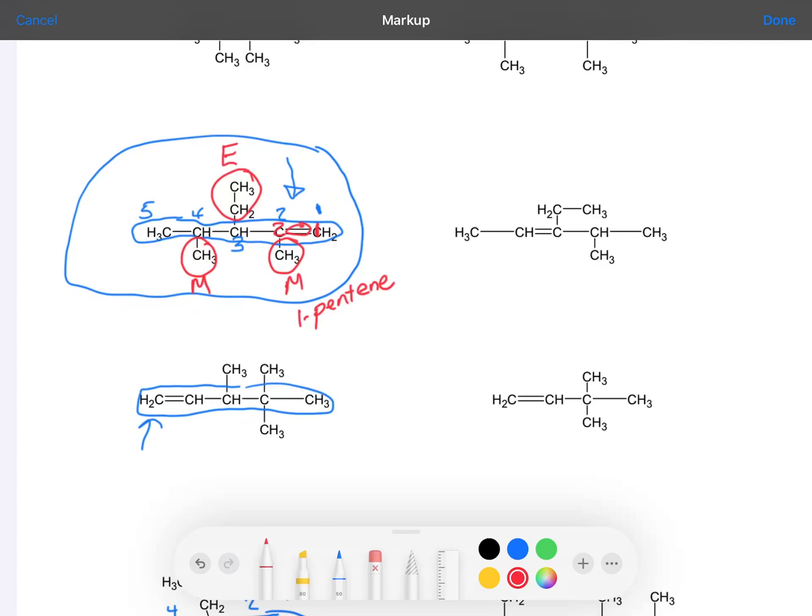But the branches before that have to come next. So on the number 3 carbon, I have a 3-ethyl group, and I say ethyl first because it starts with an E and it goes alphabetically. And then I have 2 methyl groups, so I have to include both numbers like this, 2, 4, and since there are 2 methyl groups, I have to say dimethyl. 2,4-dimethyl. And then the name of this would be 3-ethyl, 2,4-dimethyl, 1-pentene.